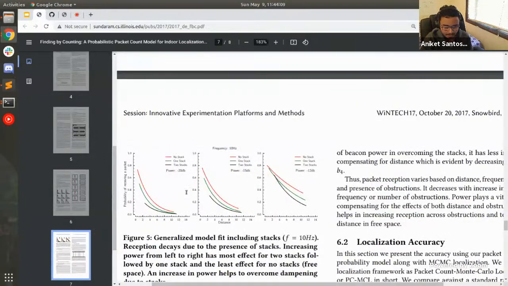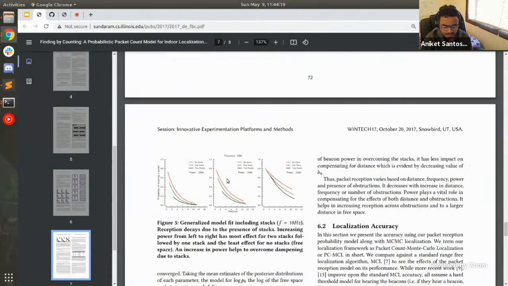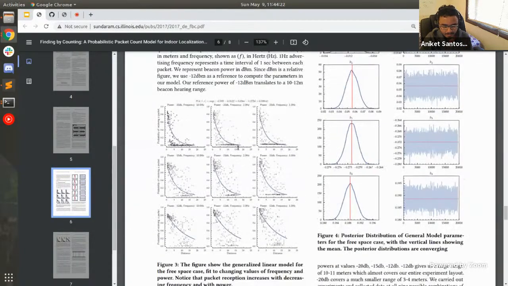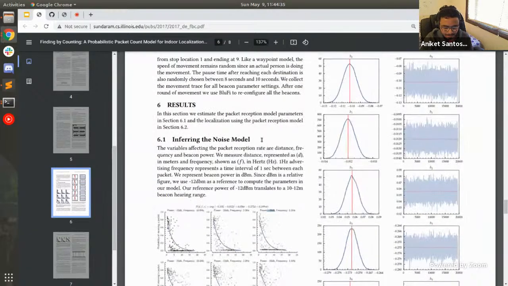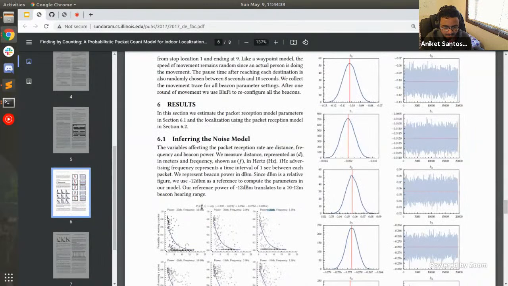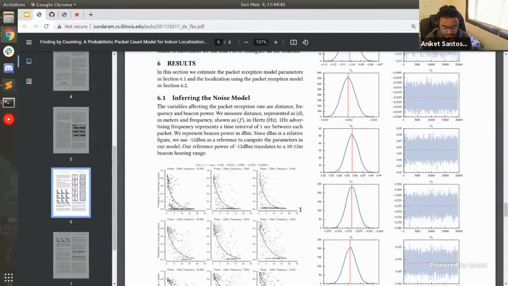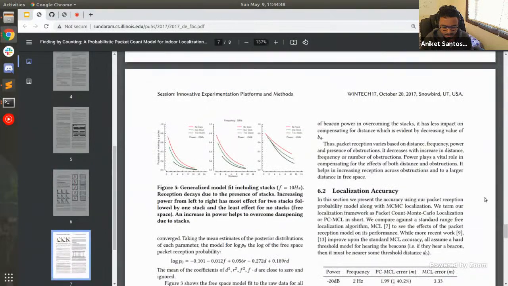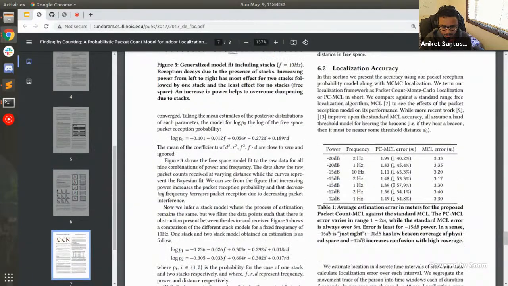So here you can see that if we have one stack, two stacks, or no stacks, this is the probability of receiving a packet. We wanted to study that effect. We changed the different parameters at which the beacons were sent. We increased and decreased the frequency of sending the beacons, and we changed the power at which the beacons were sent. We essentially built a noise model which encapsulates the distance, the power, and the frequency at which the packets were sent. Eventually we obtained a localization accuracy of 1.11 meters, which seems good enough.